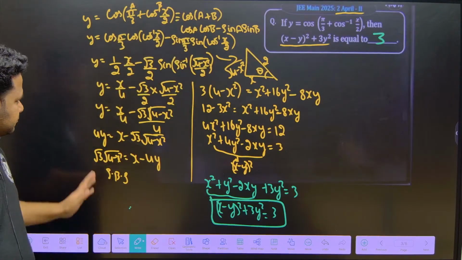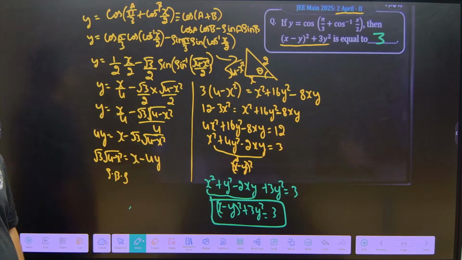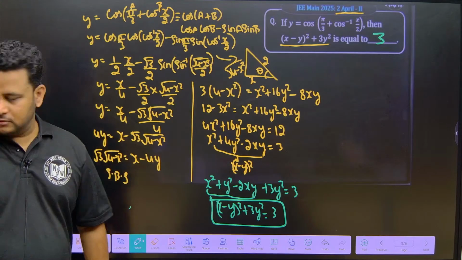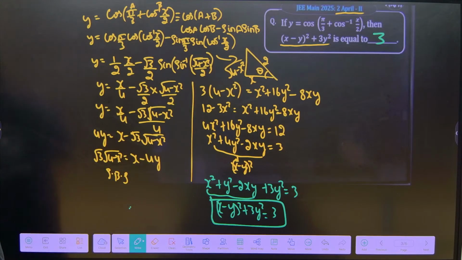Alright friends, I hope it is clear. Kindly take the screenshot and solve it by yourself whenever you are free. Fine friends, let us move to the next question.